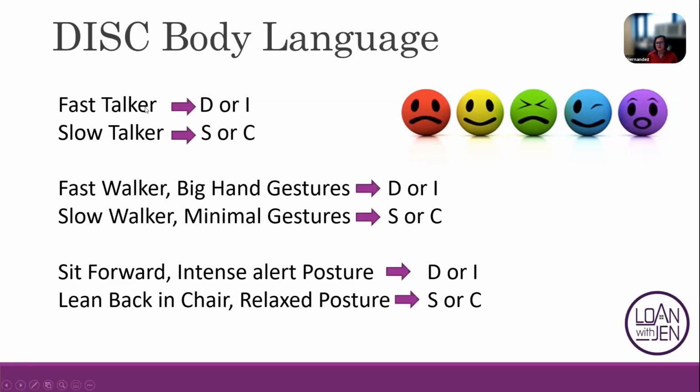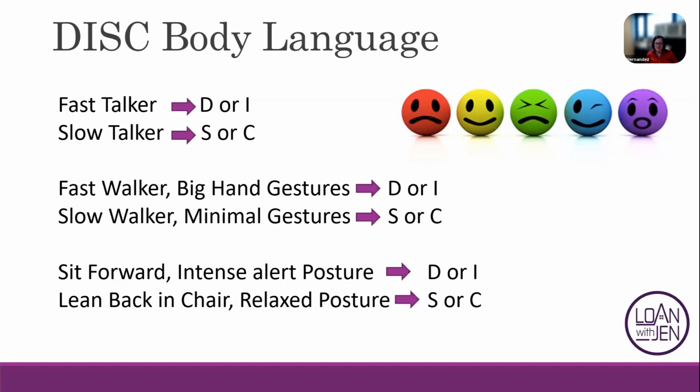So I'm giving you the shortcuts here at the beginning, and then we're going to dive deep into some of this. So fast talker, they're a D or an I. Slow talker, they're an S or a C. Again, the same with walking. Fast walker, D or an I. Big hand gestures. The slow, minimal gestures, kind of sitting back in their chair, that's the S or the C.